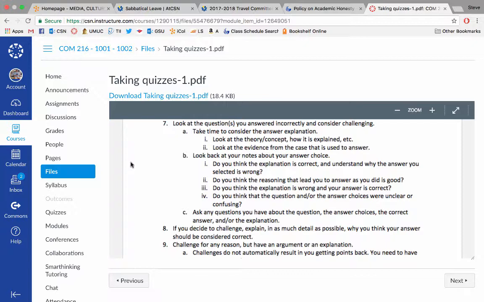And why does Steve say it was B? And you'll have to kind of look back at the theory, look back at the evidence, look back at your notes about your answer choice, and decide, do you think the explanation is correct and you just got it wrong and now you understand? That's good. Do you think your answer was a good answer despite what you've read from me? And that's fine too. Do you think that the question or answer choices were unclear? I definitely want to hear if you think that.